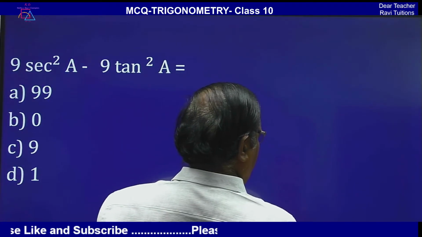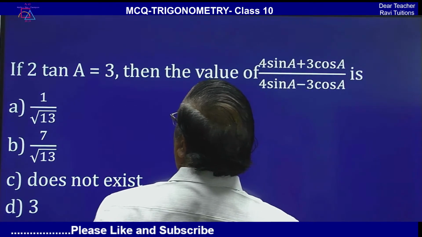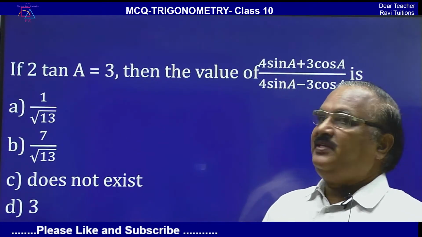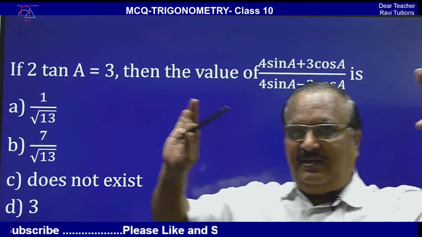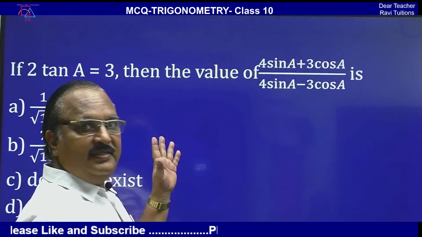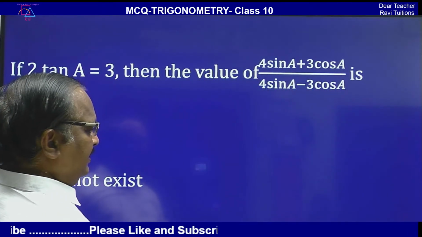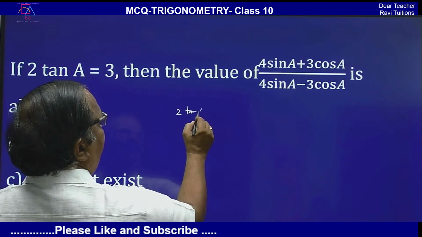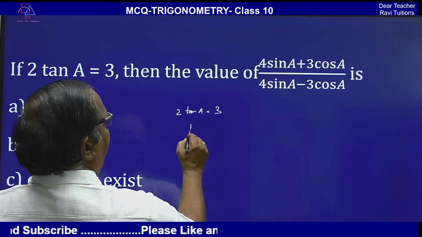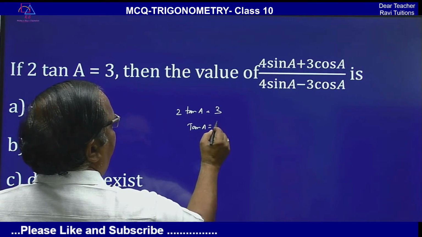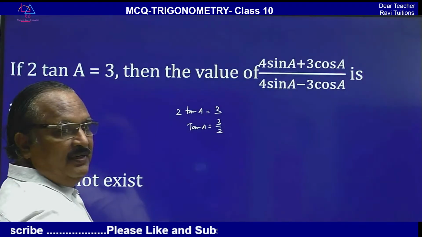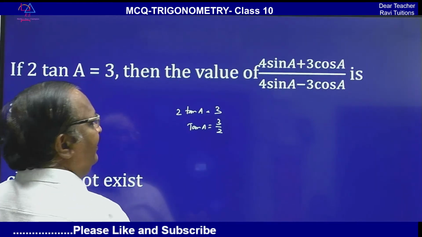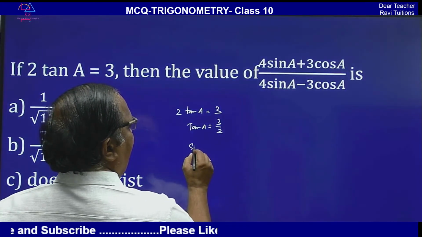Now let us go to another question. 2 tan A is equal to 3. It is looking very big, but you can easily solve it. Let us start from here. 2 tan A is equal to 3, so tan A is equal to 3 by 2. You can draw the triangle and find sin A and cos A. That is one way. Another way I will tell you.